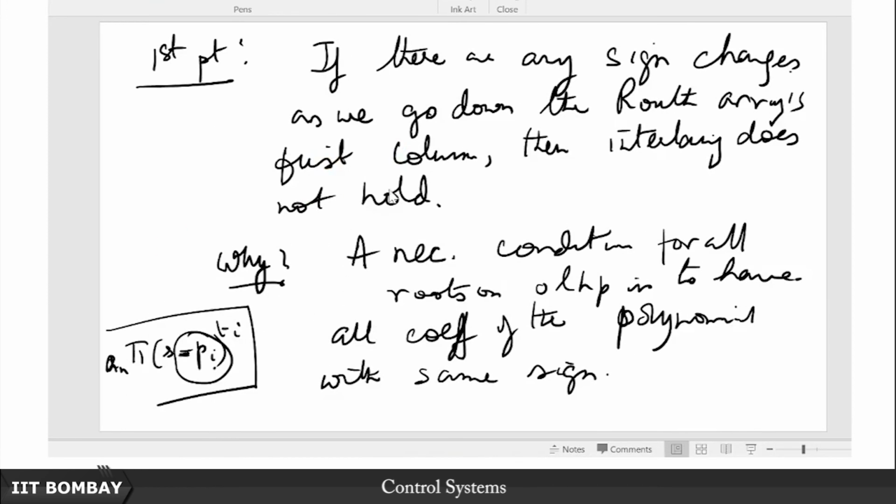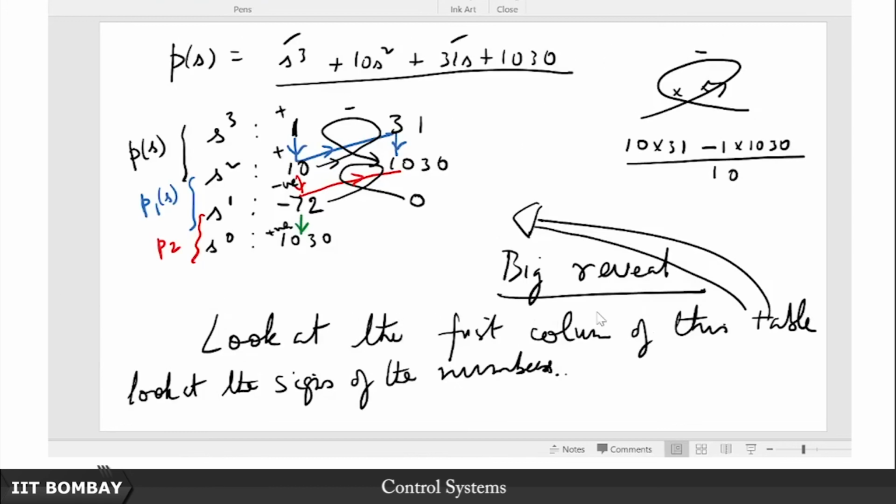Okay, go back to this. So why is this big reveal happening from the Routh array? Notice what these elements in the first column are. At some point these elements will appear as coefficients of either p1 or p2 or p. So at some stage or the other some reduced degree polynomial p1, p2, p3, depending on the highest degree, we will keep on going in this table.